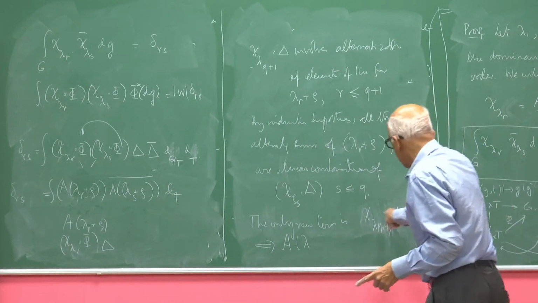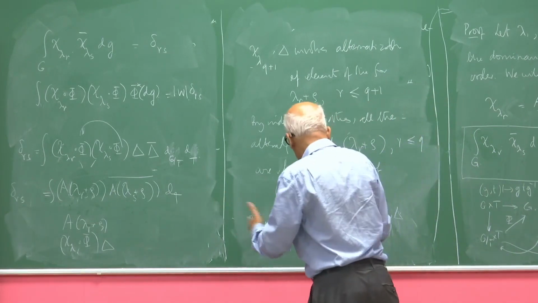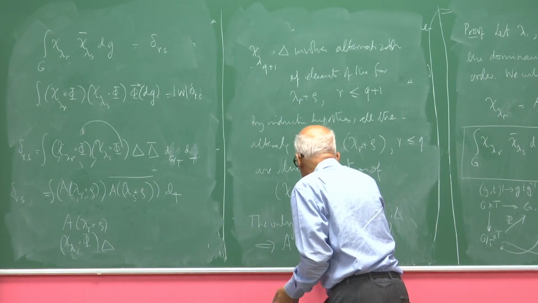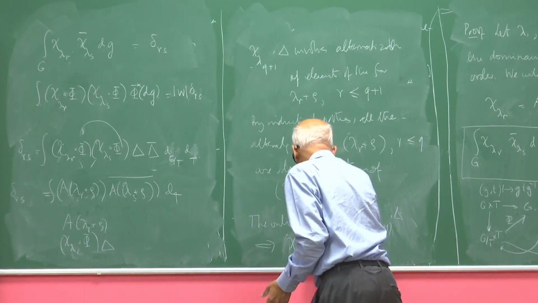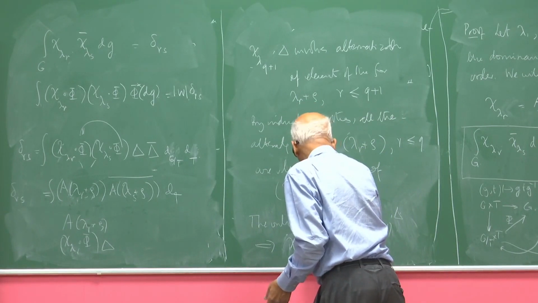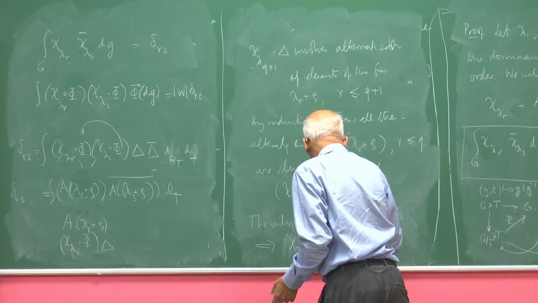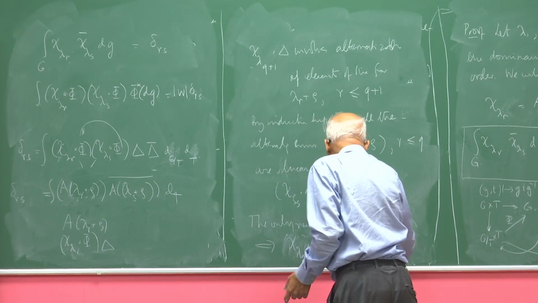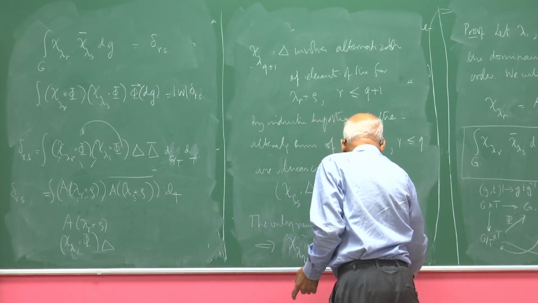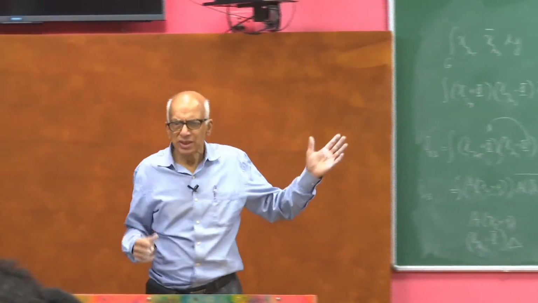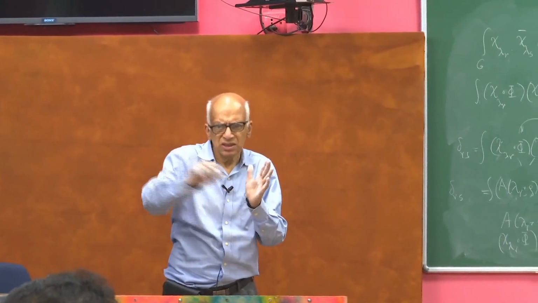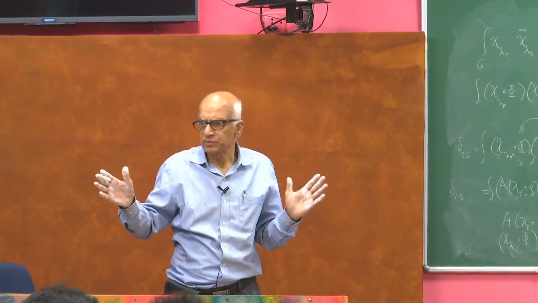The only new term is this, and from that and the orthogonality relation it follows that chi lambda q plus 1 times delta equals a lambda q plus 1 plus rho. Well, I am not explaining this very well, but it's an induction argument which is quite simple.